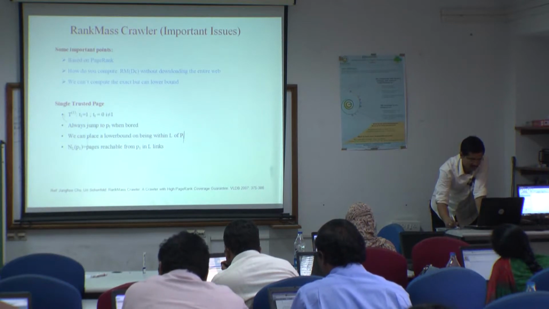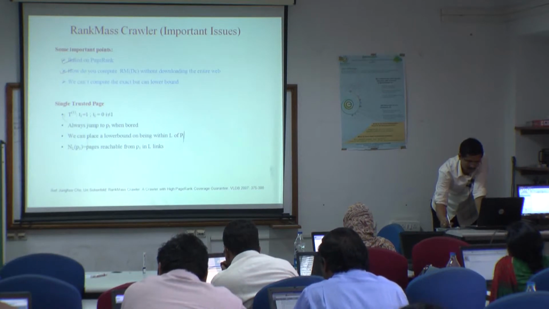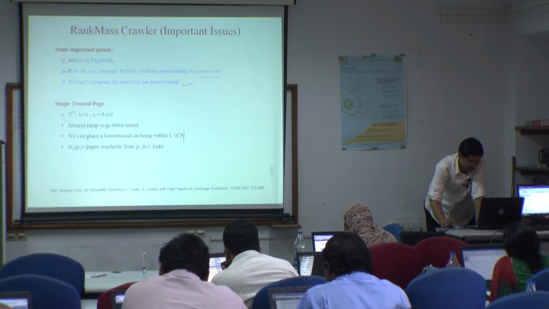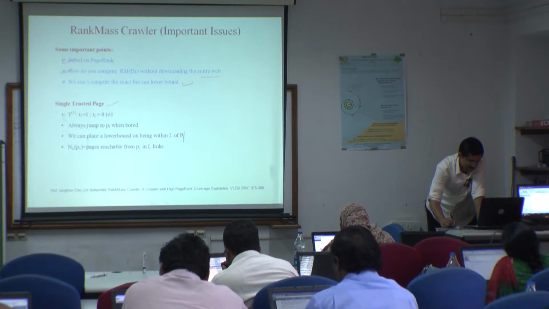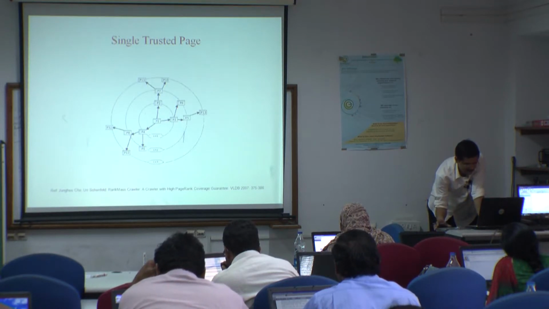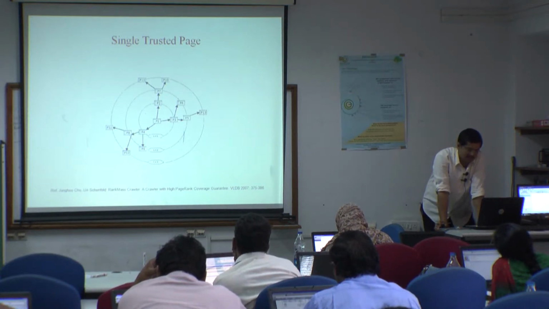Now the important issues of the rank mass crawler. First, it is based on page rank. Second, how do you compute the rank mass of any web page without downloading the entire web? It is also important. We cannot compute the exact value, but we can compute the lower bound that I discussed, which is used in the calculation of such page rank, and we depend upon a single trusted page. So this is the definition of how the crawler crawls the highest page rank with highest coverage guarantee.